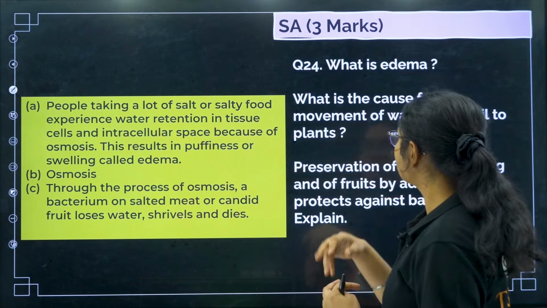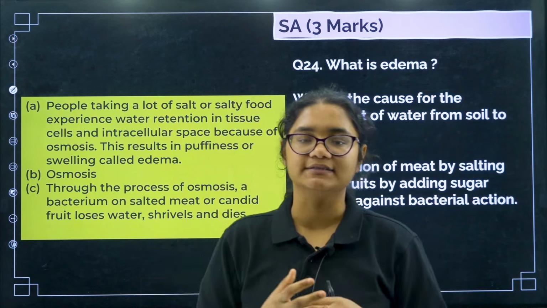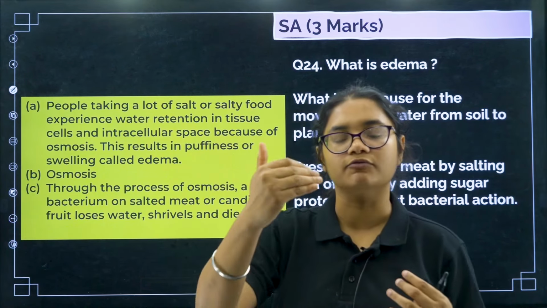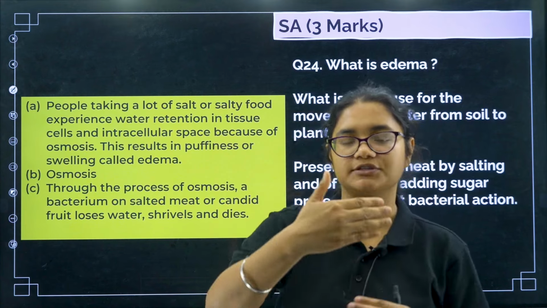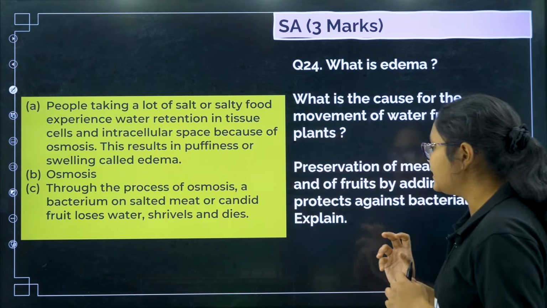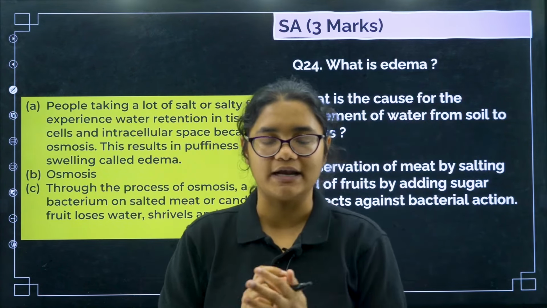Okay. Next, what is the cause of the movement of water from the soil to the plants? Again the same thing, the soil has more water, so it moves from lower concentration to higher concentration, osmosis.